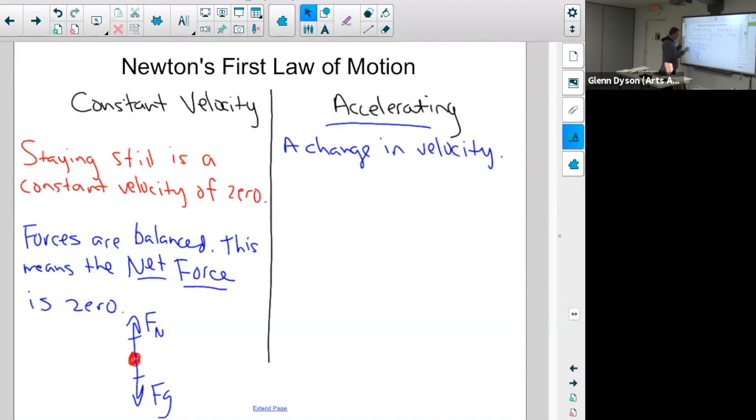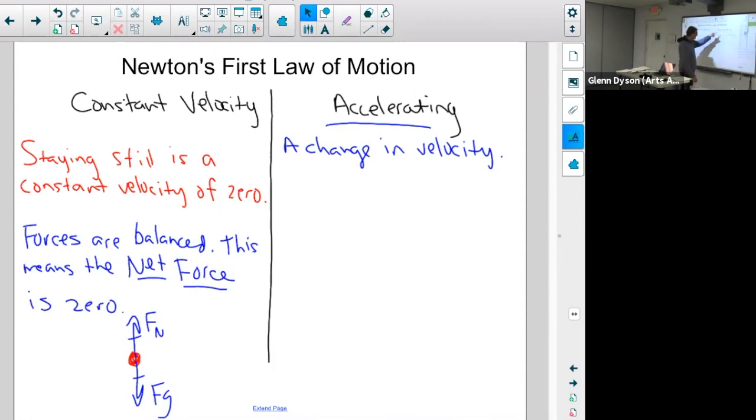Okay, there could be 15 forces acting on an object, but if they all cancel each other out in different directions, the net force acting on the object is going to be 0. Okay, and if the net force is 0, that object is moving at a constant velocity, which means it's either sitting still or it's traveling along at a steady speed. All right, that's constant velocity.